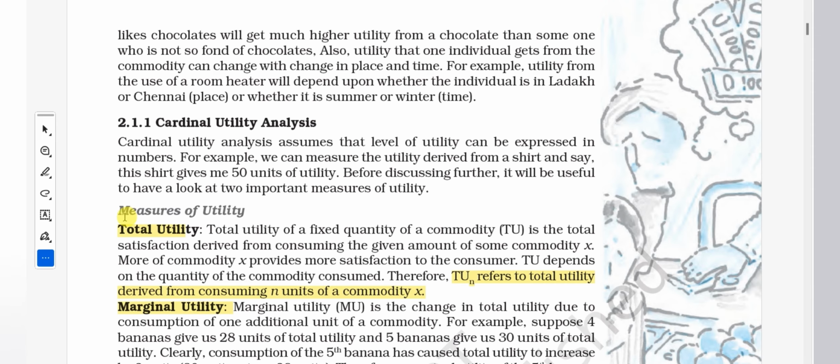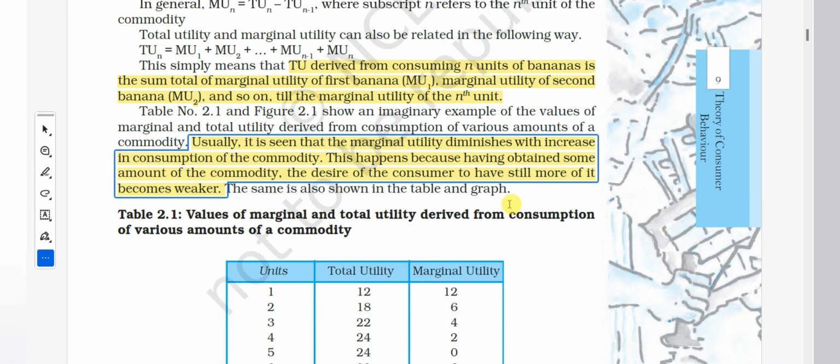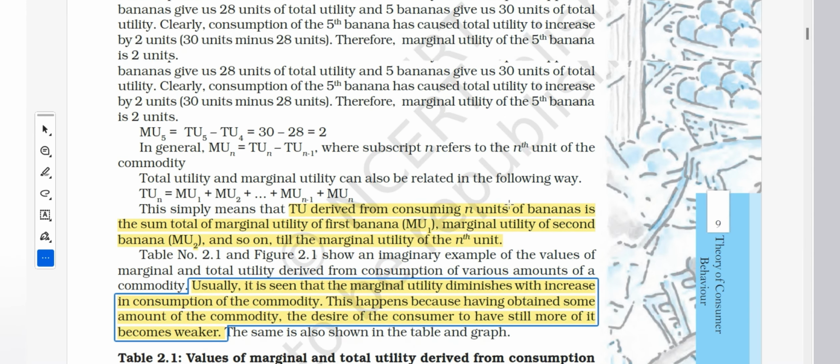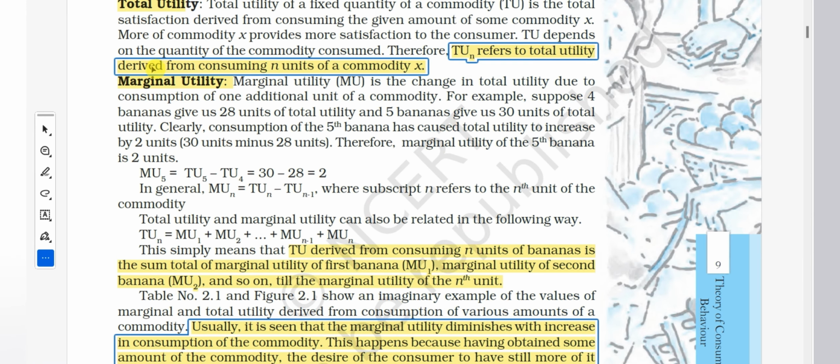Right now, let's see the measures of utility. So one is total utility. Total utility means the total utility of a fixed quantity of the commodity that we are getting. Okay, more of the commodity X provides more satisfaction to the consumer. So total utility depends on the quantity of the commodity consumed. You should always remember that total utility will always be a positive number. Okay, now you can see another concept is your marginal utility.